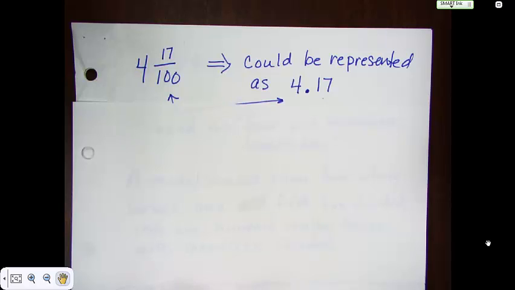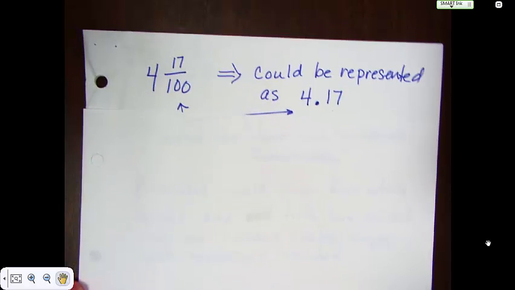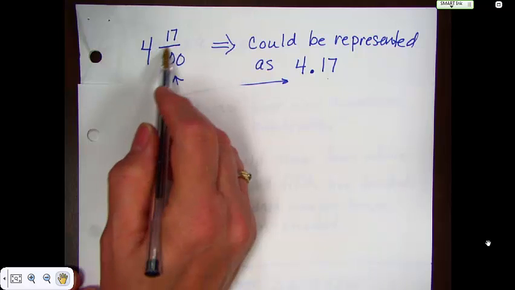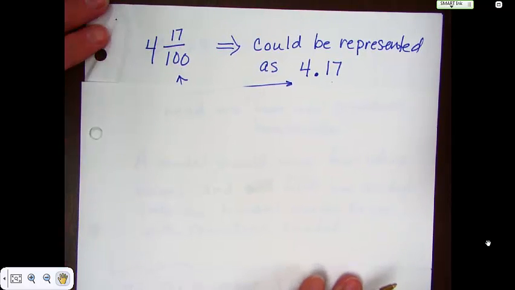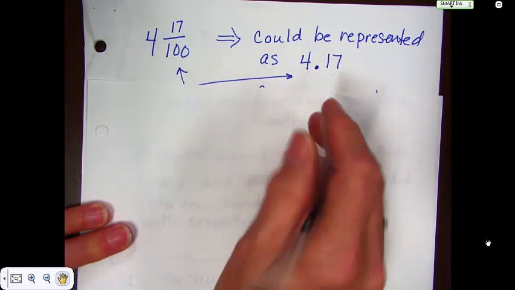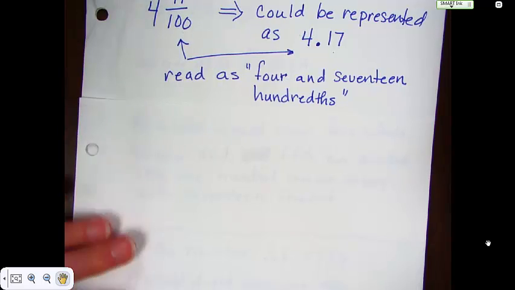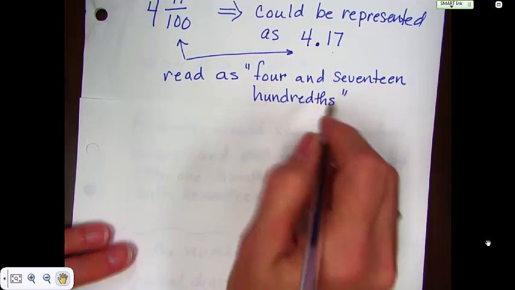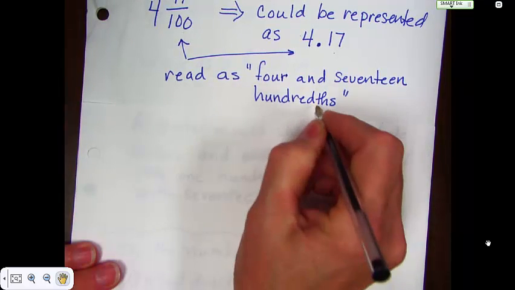Now, what happens when we have bigger numbers than like 7/10? What do we do with those bigger numbers? Well, if we had a number like this fraction right here, it is 4 and 17 over 100. Okay, if we were to write that as a decimal, we would write it as 4.17, and they are read as 4 and 17 hundredths. The THS on the end is imperative.